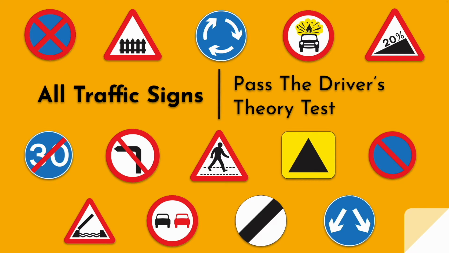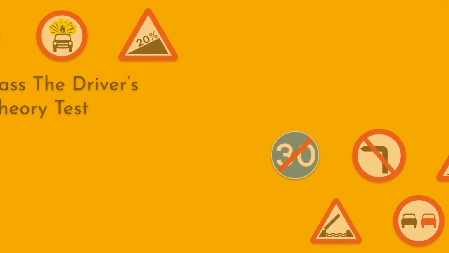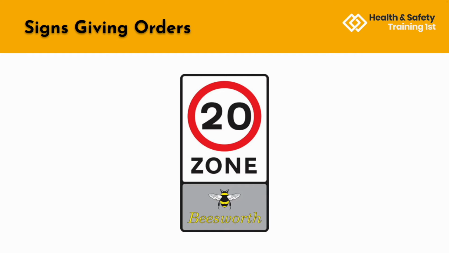In this video, we'll be covering all the traffic signs required to pass the driver's theory test. Signs giving orders. Signs with red circles are mostly prohibitive. Plates below the signs qualify their message.